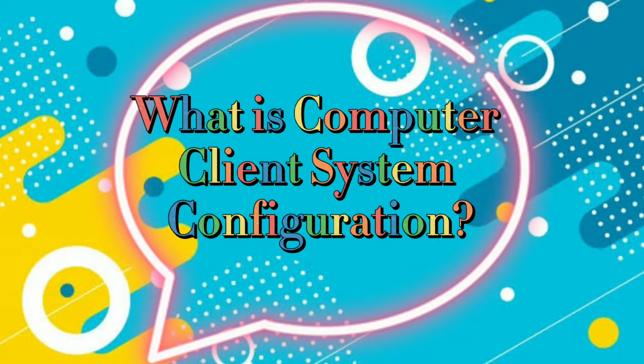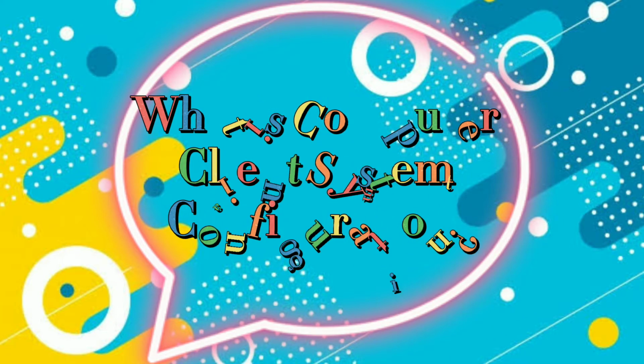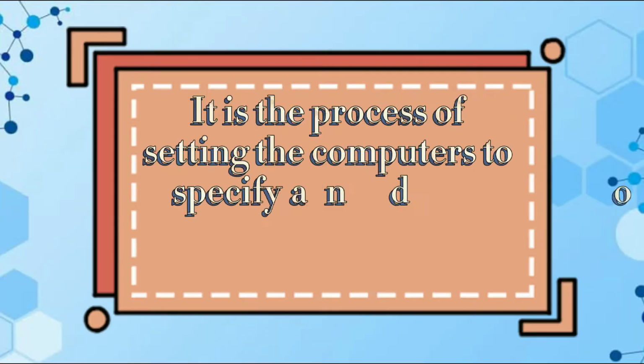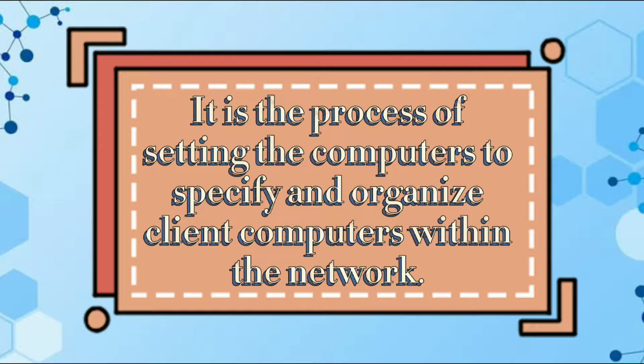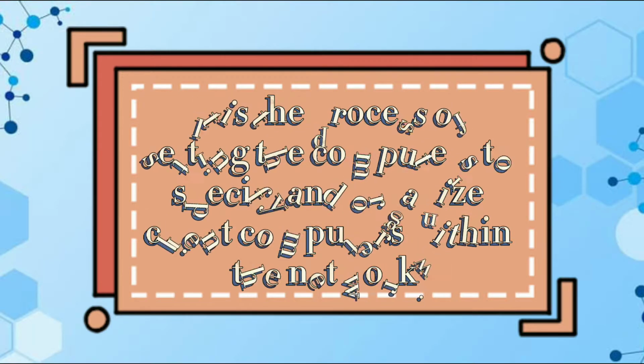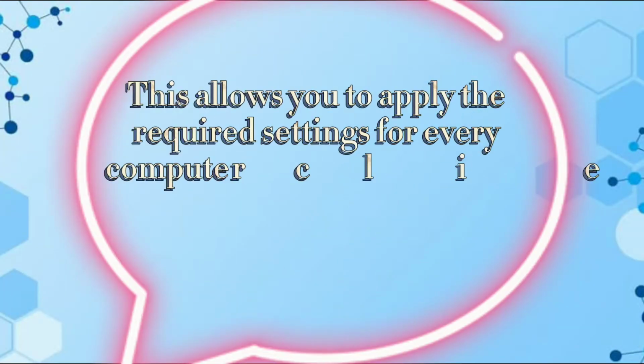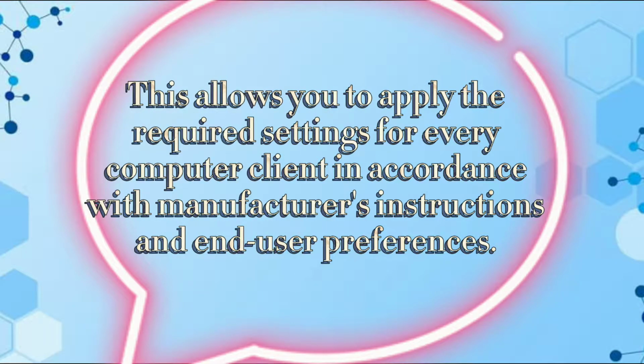What is computer client system configuration? It is the process of setting the computers to specify and organize client computers within the network. This allows you to apply the required settings for every computer client in accordance with manufacturer's instructions and end-user preferences.